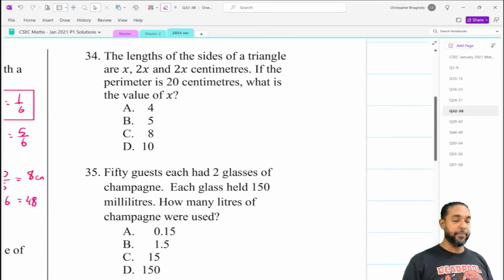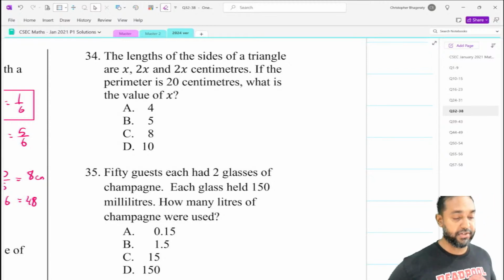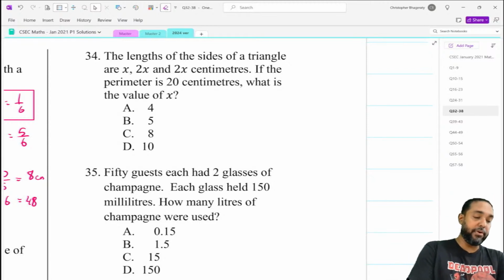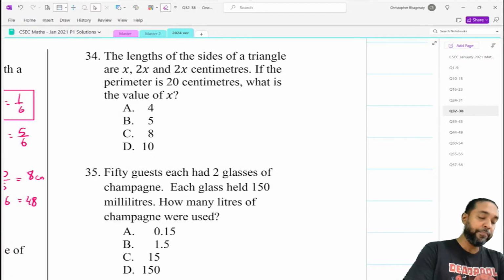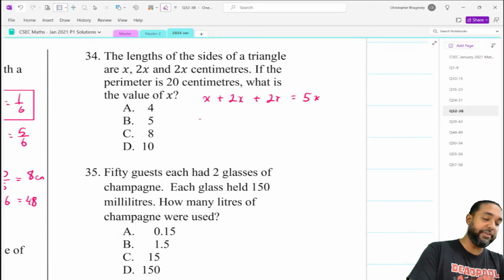All right, the lengths of the sides of a triangle are x, 2x, and 2x. If the perimeter is 20, what's the value of x? Okay, so the perimeter is the total distance around the edge of the shape, which is the sum of the lengths. So if we take x plus 2x plus the next 2x, we will indeed get 5x. And we know that 5x is equal to 20 because it told us that. To solve for x, all we have to do is divide 20 by 5, and we get 4.